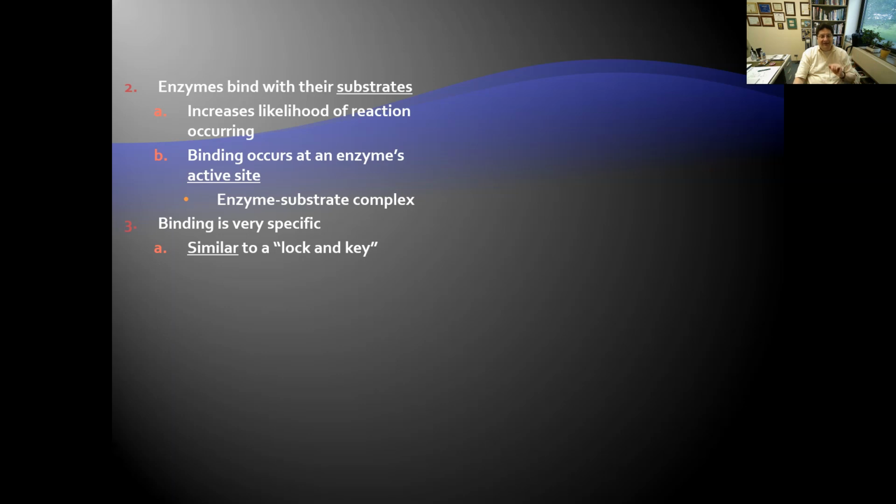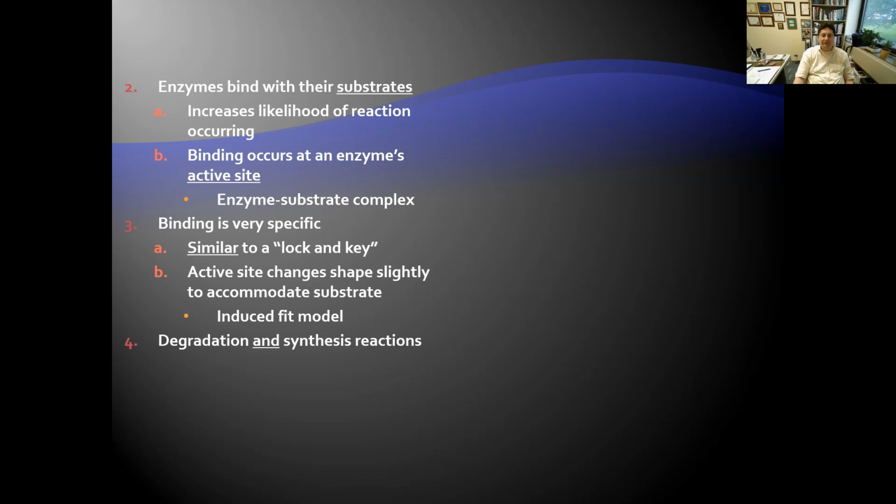Not exactly lock and key, because the active site can change its shape a little bit, just slightly, to accommodate the substrate. We call this the induced fit model. But the binding is very, very specific. Keep in mind that enzymes can both degrade, break down things, and build things up, synthesize.